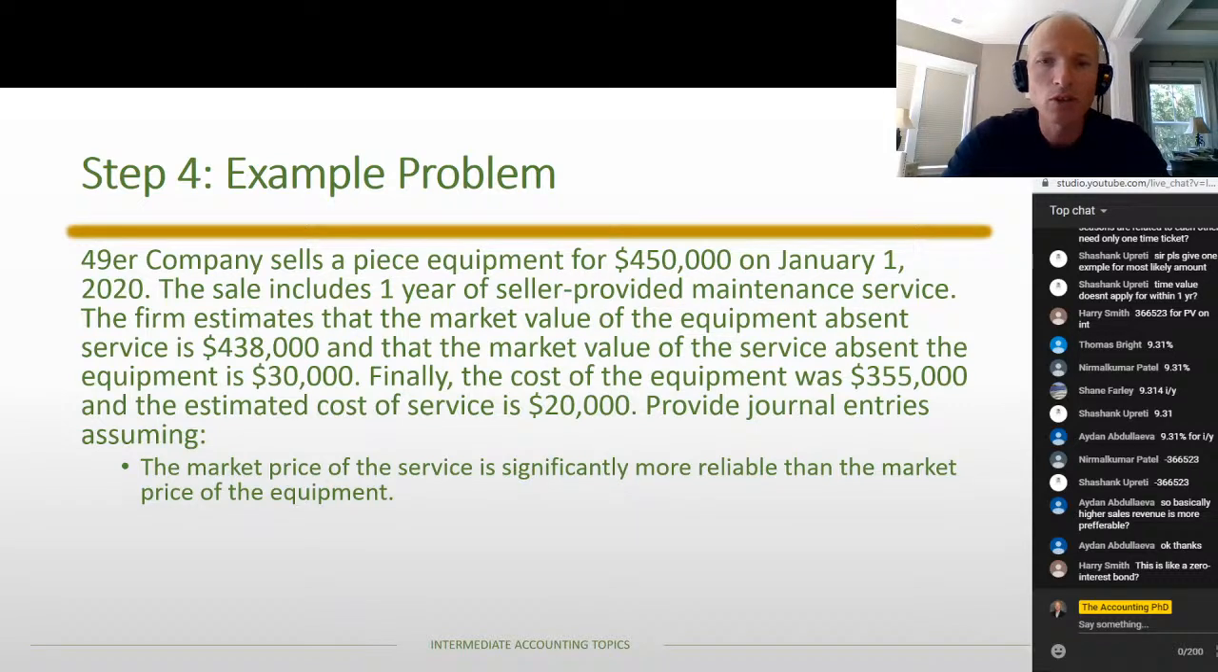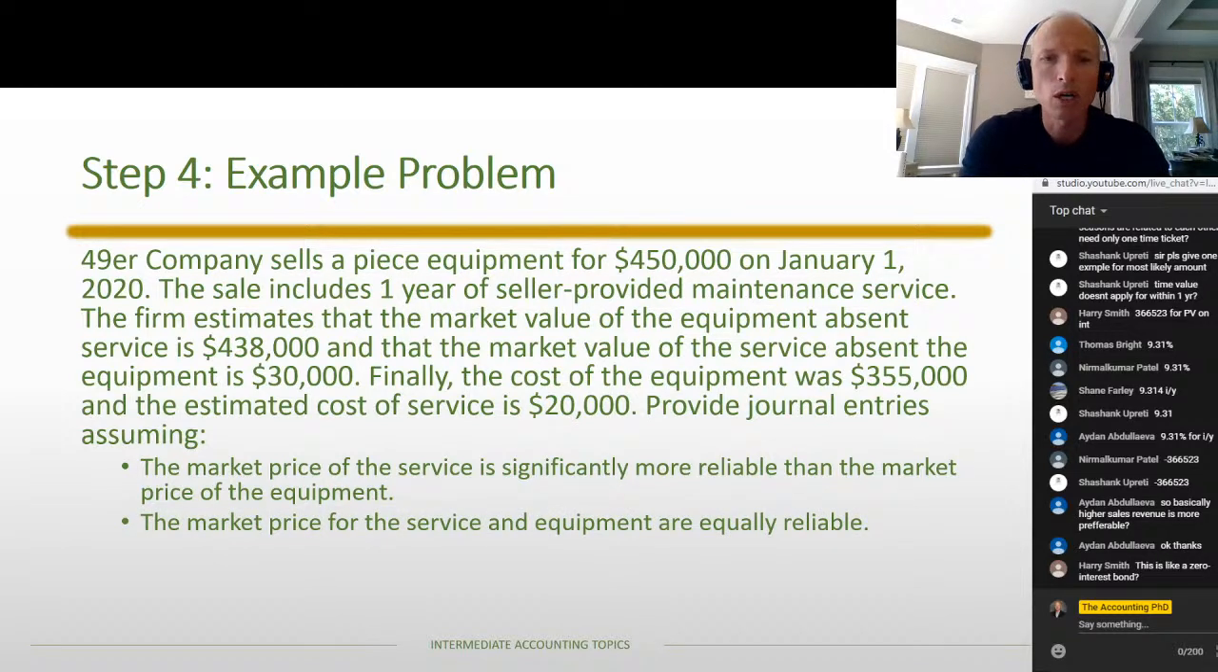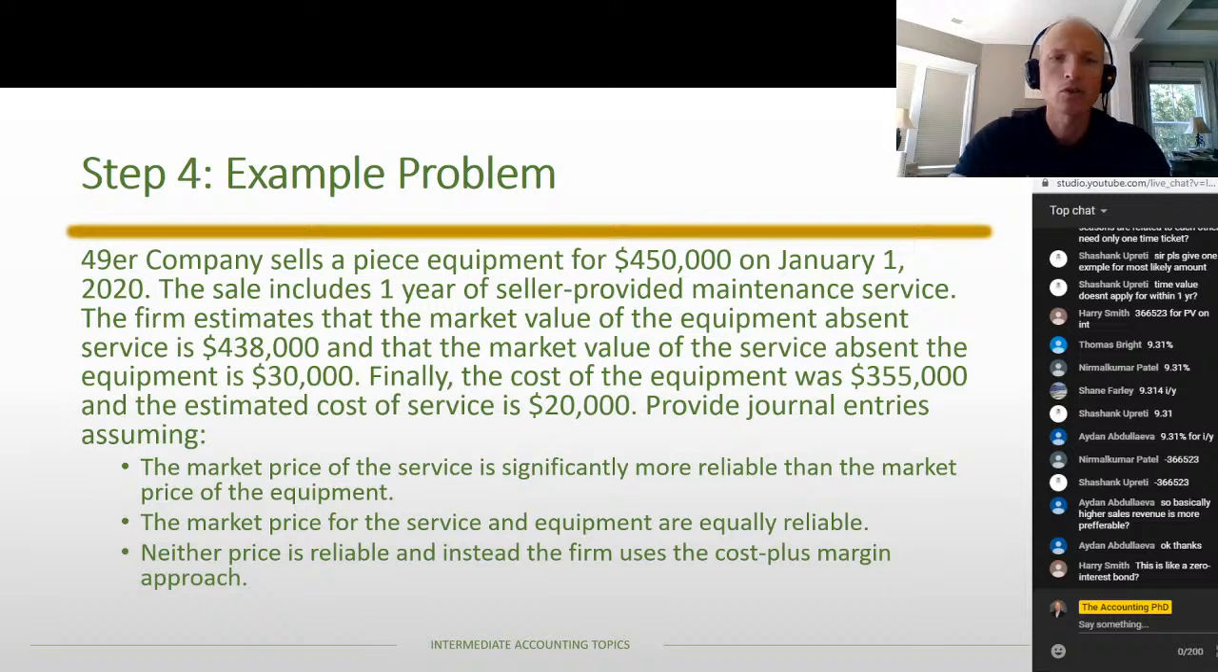The market price of the service is significantly more reliable than the market price of the equipment. In the second situation, the market price for the service and equipment are equally reliable. And in the third situation, neither price is reliable, and instead the firm uses the cost plus margin approach. So we're going to go through each of the 3 scenarios. Again, we have $450,000 of revenue. We're trying to figure out how much do I allocate to the equipment and how much do I allocate to the service. It doesn't change the total, it just changes how I allocate it.